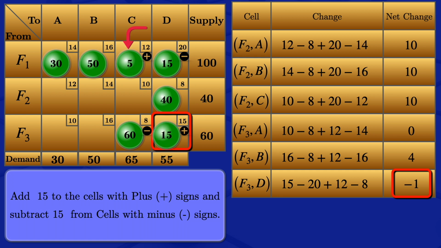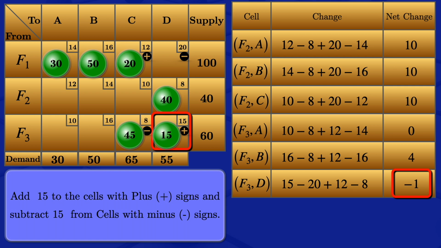15 plus 5 will give us a 20, so we remove this 5 and we put the 20 allocations. Next, we subtract this 15 from the cells where there are negative signs. 15 minus 15 will give us 0. So in this case, these 15 units will go away and we were left with no allocation. 60 minus 15 will give us 45. So we remove these 60 units and put the 45 units.